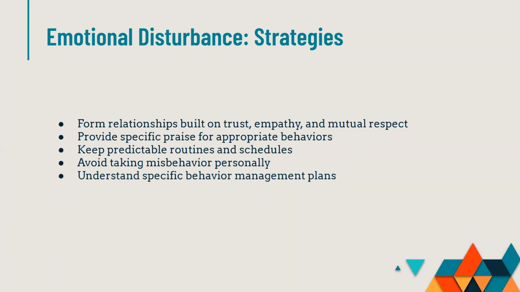A key strategy for working with students with an emotional disturbance is to form relationships. Building trust and practicing empathy and respect are the foundations to building relationships. Understand that building relationships with these students will take time. Many of these students have experienced significant trauma in their lives, which is a large contributing factor to their inappropriate feelings and behaviors. This trauma sometimes makes it difficult for them to build relationships with new people.